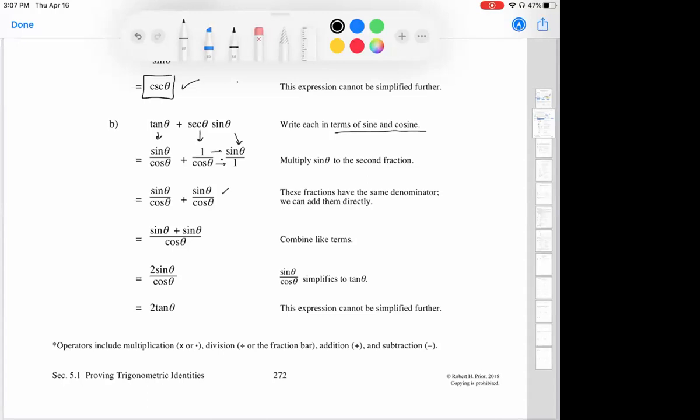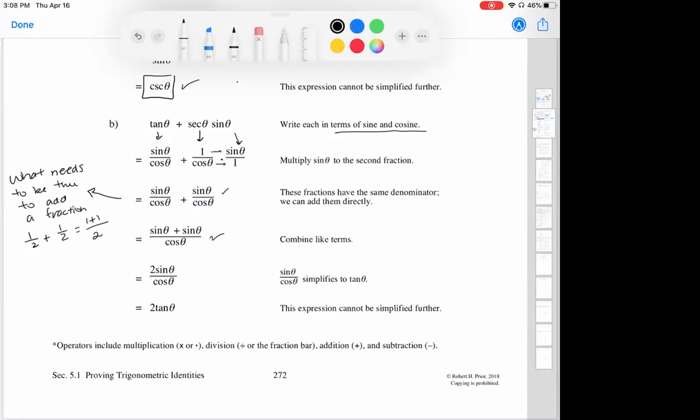Sine over cosine. Now, what needs to be true to add a fraction? So say like 1/2 plus 1/2. Our denominators need to be the same, right? In that case, I can add my numerators. Well, same thing here. You see how your denominator is the same? I can go ahead and continue to add my numerators, that sine theta plus sine theta.